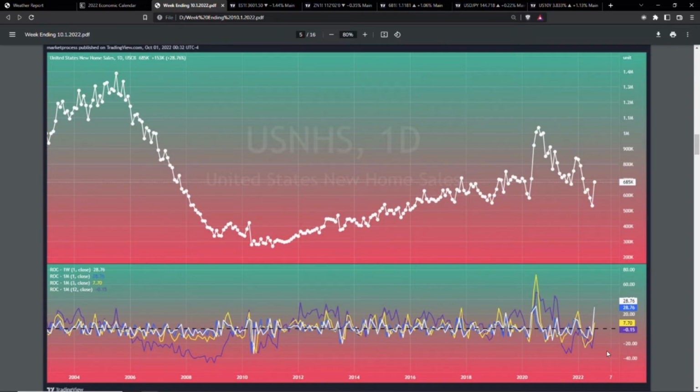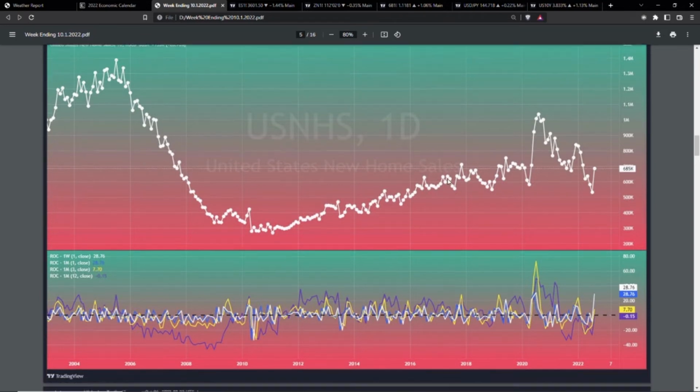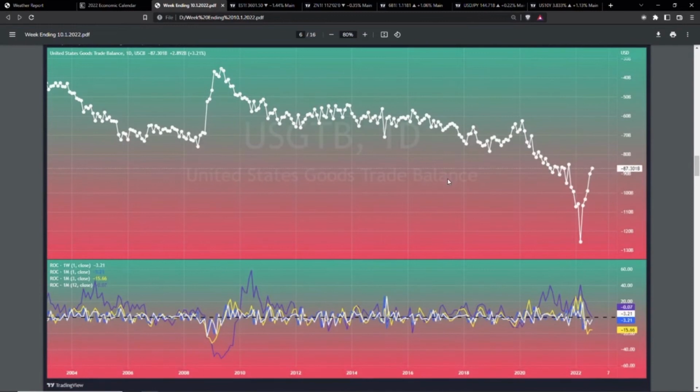It seems we're off the lows, but I don't think the issues are going to be alleviated here, given where interest rates are going and have been the last few months. Goods and trade balance of the deficit, we saw this climb in the last reading.